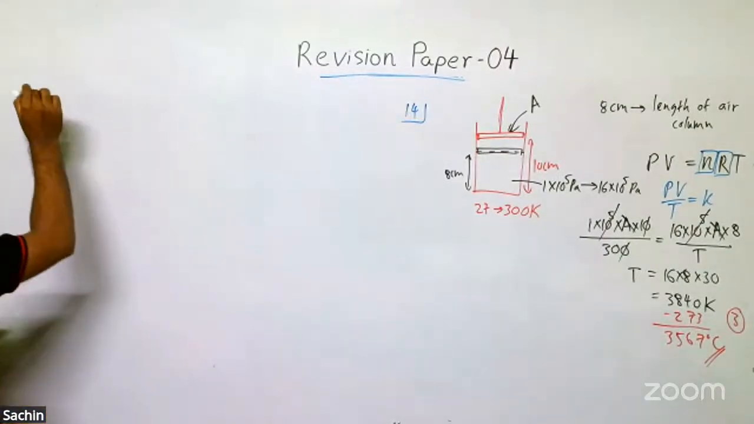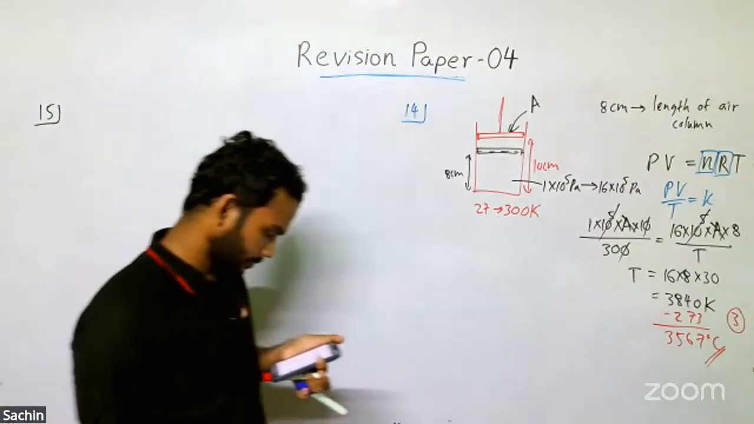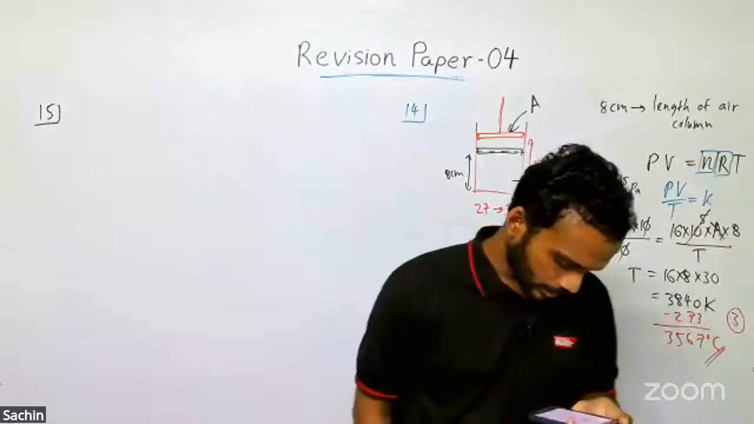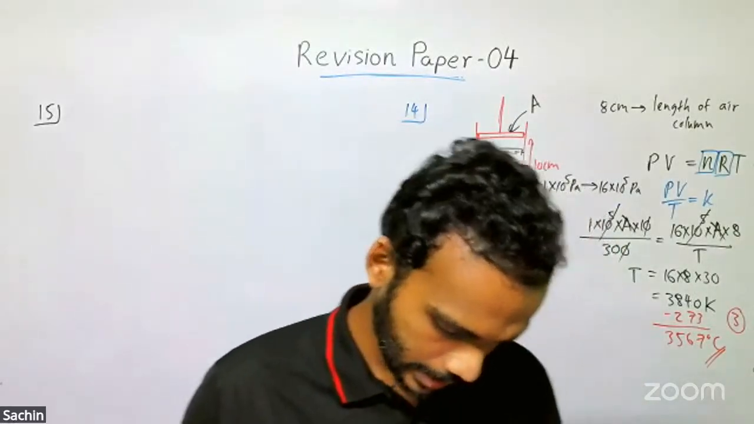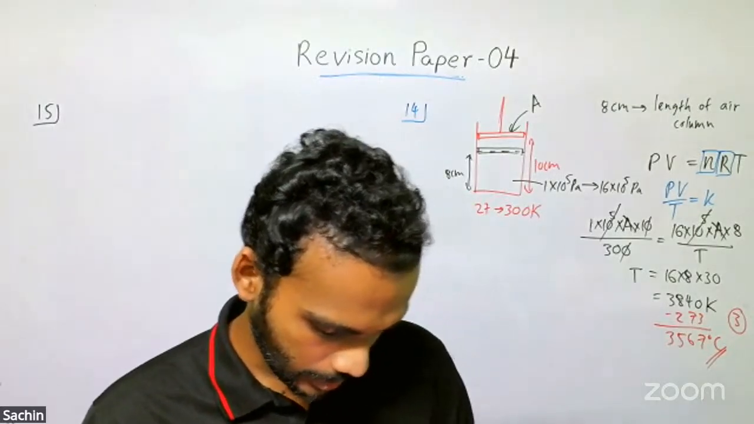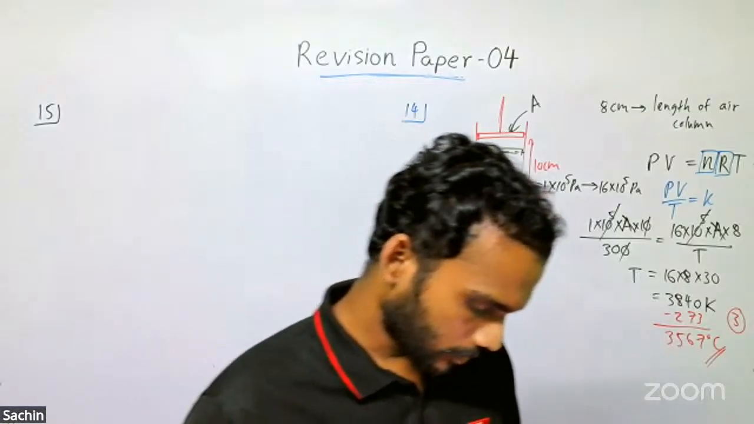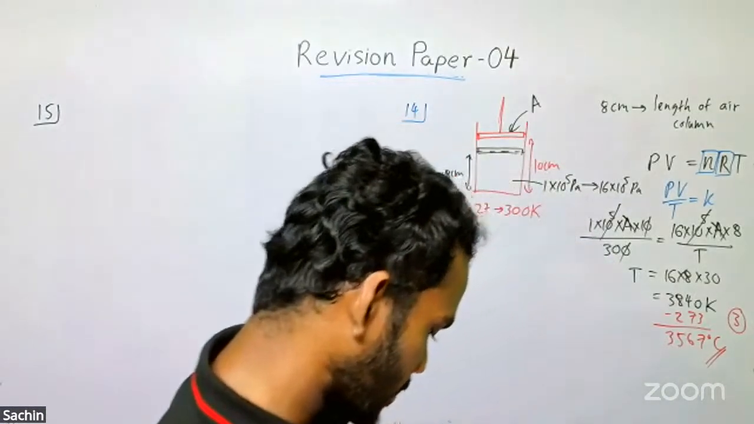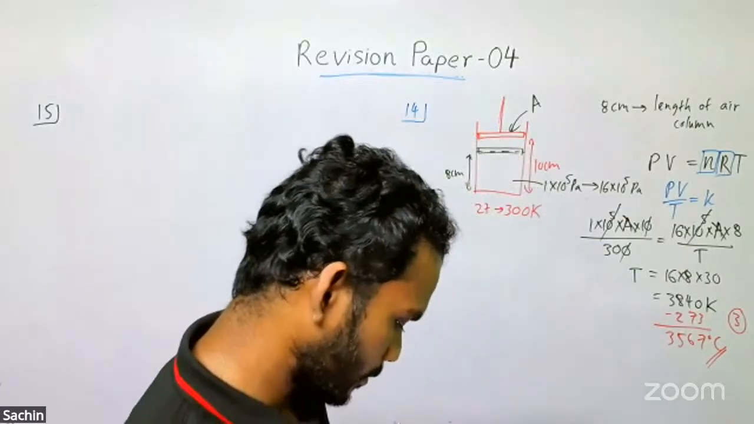Okay. 15th. When a tuning fork and an acoustic wire vibrate with the length of the wire being 95 centimeter and 100 centimeter, beats can be heard with a frequency of 4 hertz. So what is the frequency of the tuning fork?